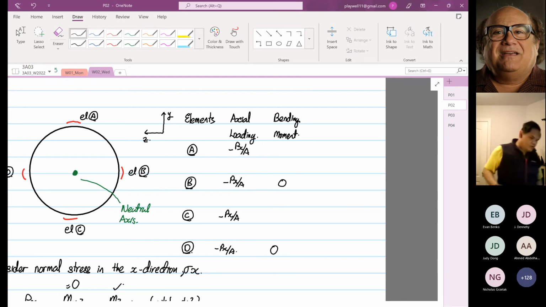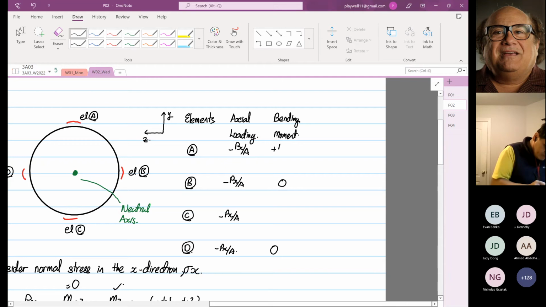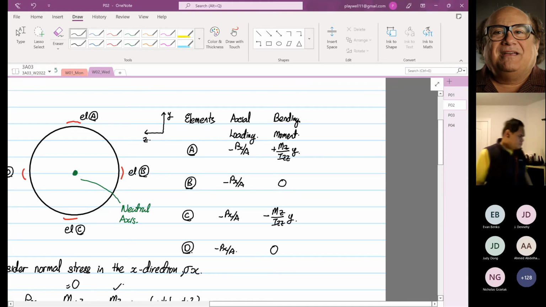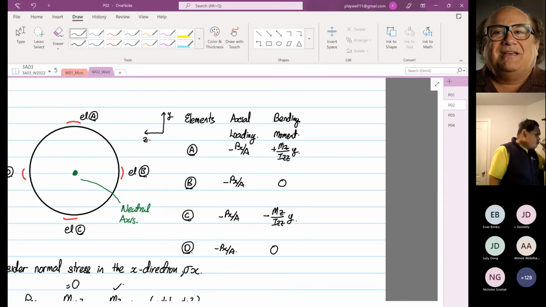Okay, so now when we go from here, we know element A is in tensile. So plus Mz over Izz multiplied by y. And now this is equal to minus Mz over Izz multiplied by y. Okay. Now I'm going to ask you guys a question, and it's not too early. Based on what you see over here, which element will fail? Anyone?